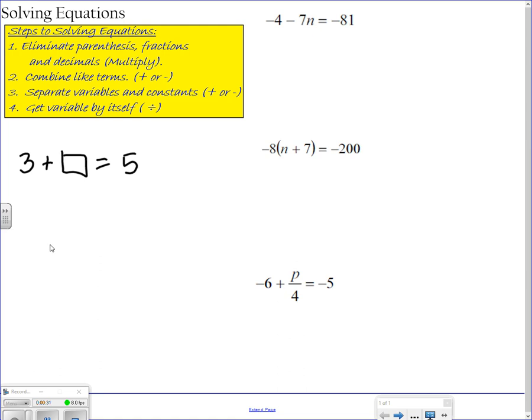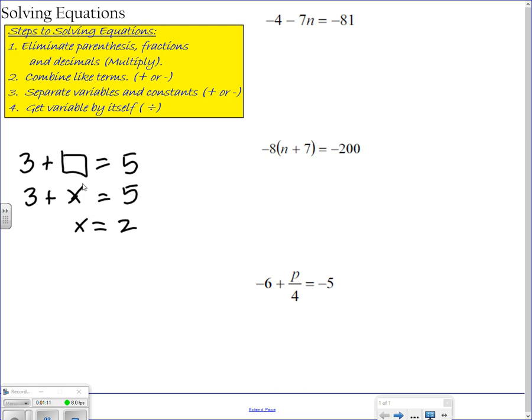Now, once you're in high school, the same problem will be 3 plus any letter, and that letter means any number, is equal to 5. So in algebra, a letter means any number. x could be 10, could be 5, could be negative 100, could be anyone. There's only one number that will make this true. 3 plus one number will give you 5, and the answer is 2. x is 2 because 3 plus 2 will give you 5.